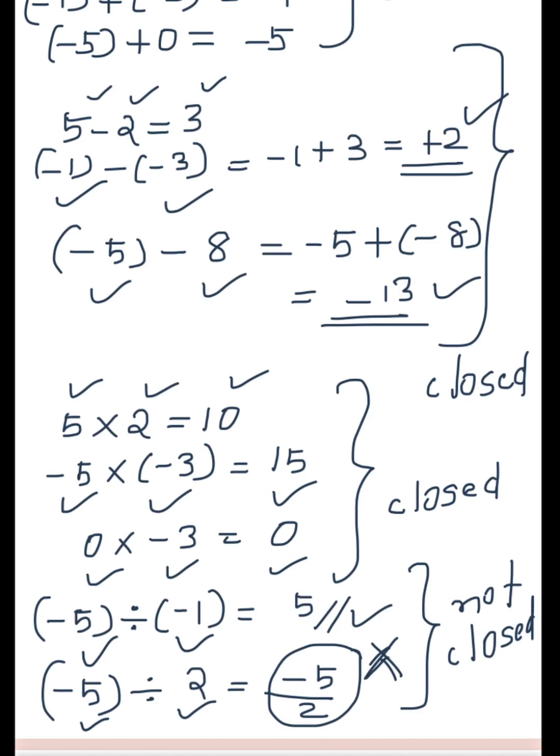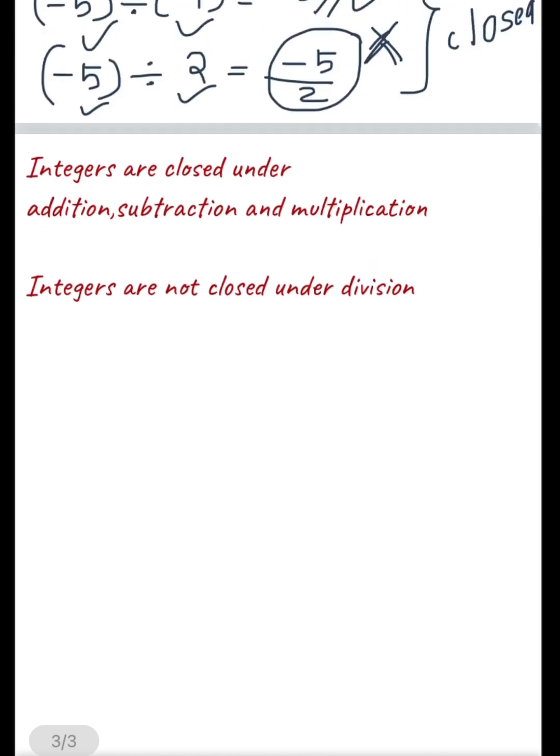So how can you conclude in the case of integers? What is the conclusion for integers? This is the conclusion that we are getting: integers are closed under addition, subtraction and multiplication, and integers are not closed under division.